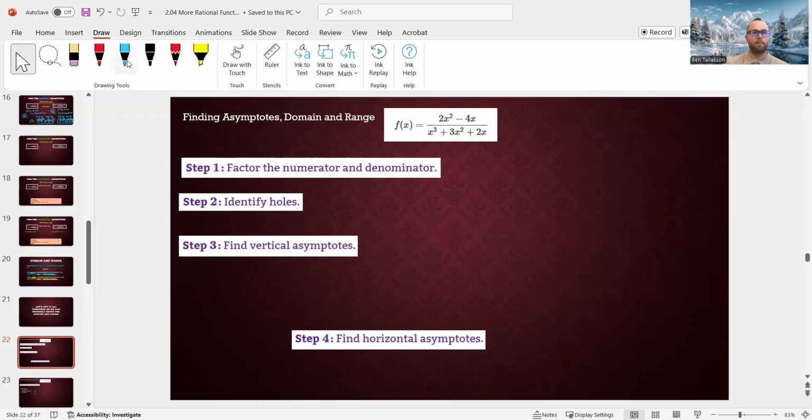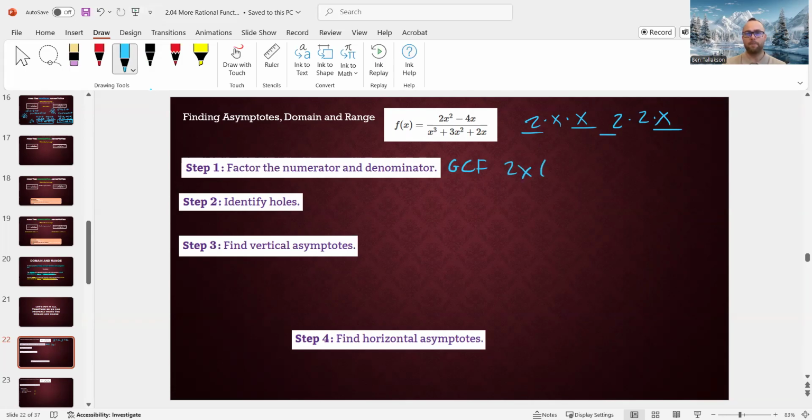Step one, factor the numerator and denominator. Okay, this numerator, I see some common factors. I see they both share 2x. That's pretty obvious to me right away. If it's not obvious to you, you can write out all the factors. 2 times x times x, 4 is 2 times 2. See, they share things, right? They share a 2 and an x. So we have GCF of 2x.